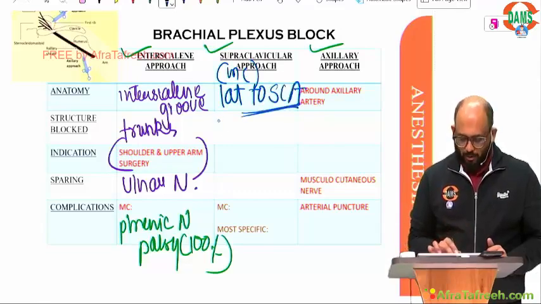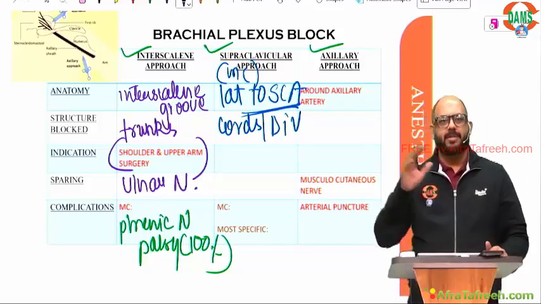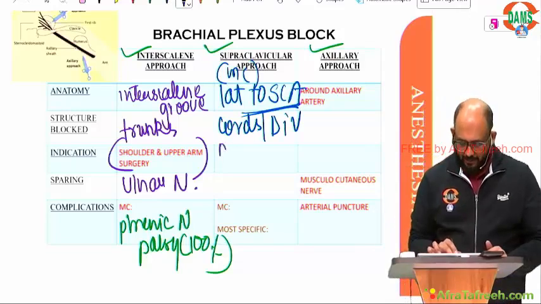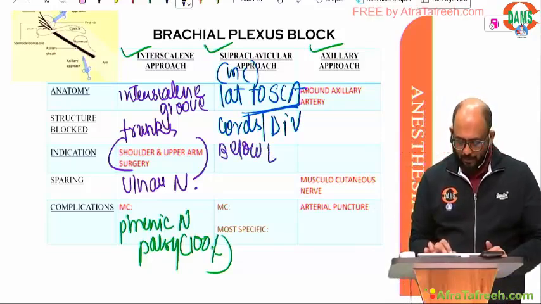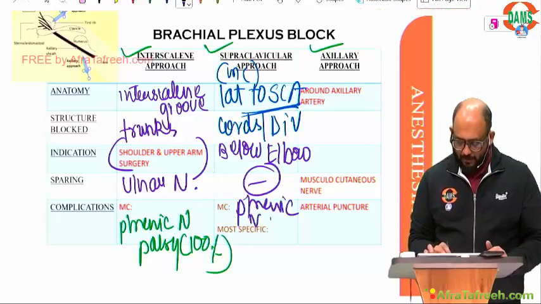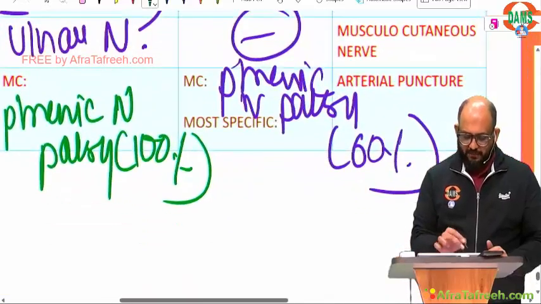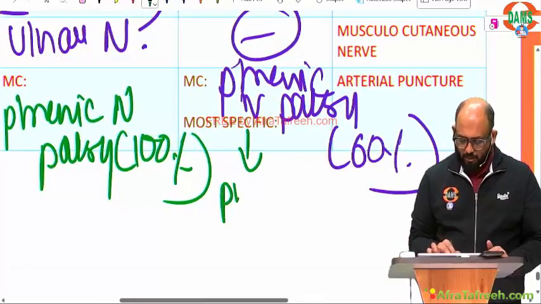Most commonly used approach is supraclavicular, anatomy lateral to the subclavian artery. What you block are the cords and divisions of the brachial plexus. It is the area between cords and divisions. Indication: everything below elbow. Perfect block. There is no sparing. Most common complication is again phrenic nerve palsy. Seen in how many % of individuals? 60%. But the most specific complication is pneumothorax.